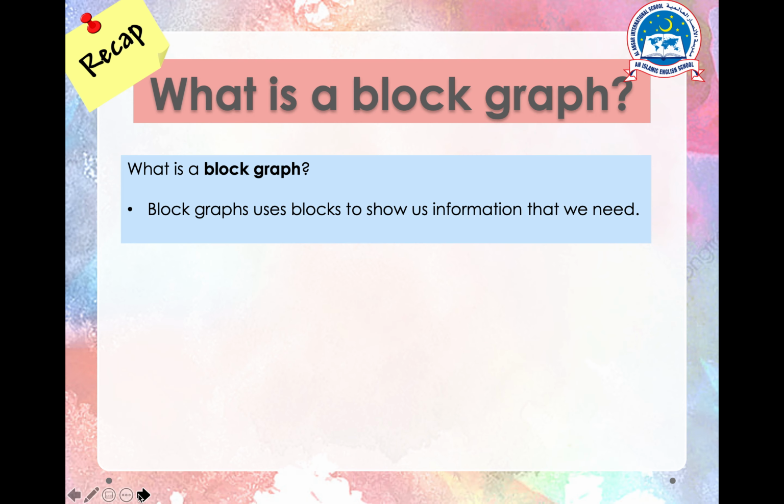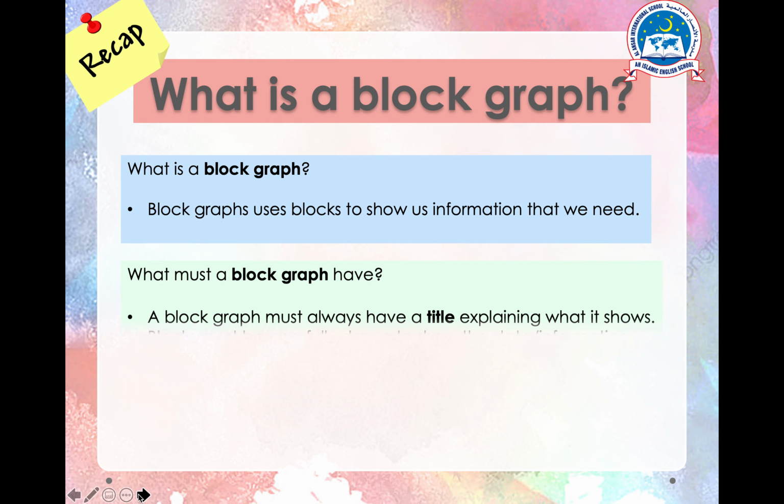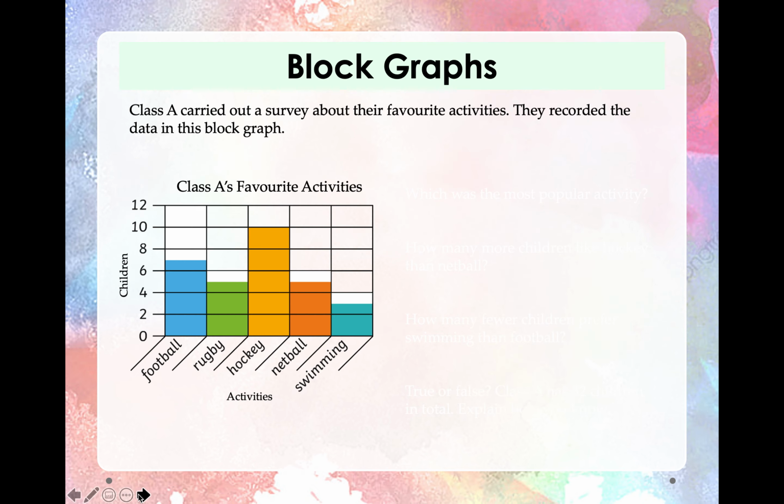Now let's look at block graphs. What is a block graph? A block graph uses blocks to show us information that we need. What must a block graph have? A block graph must always have a title explaining what it shows. Block graphs must be carefully drawn to show the data or information.